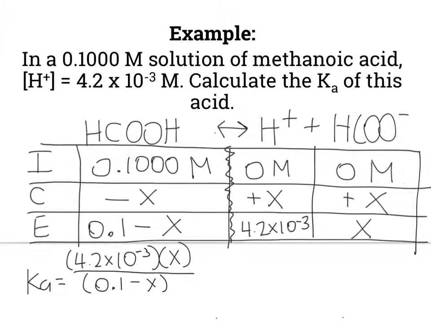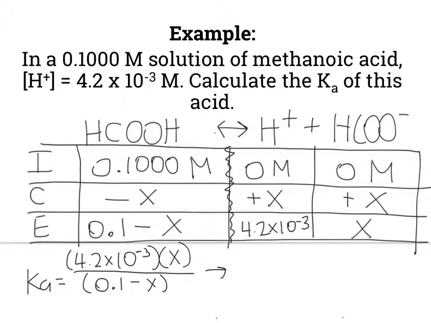Okay, hopefully you've noticed that we somehow added 0 and x and got x, and we added 0 and x and got 4.2. What that means is that this plus this equals this. Well, 0 plus x is just x, which means x is equal to 4.2 times 10 to the negative third, which makes our life quite a bit easier.